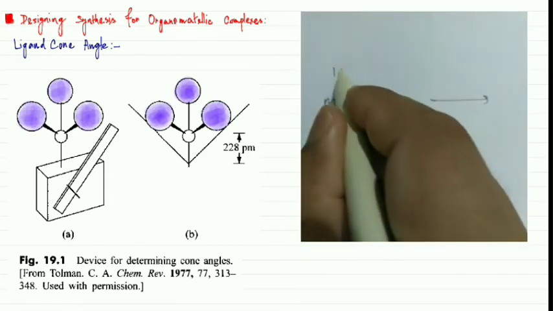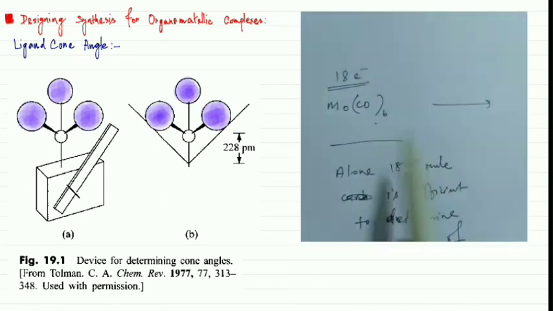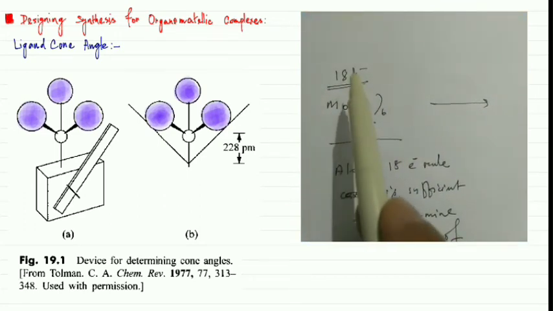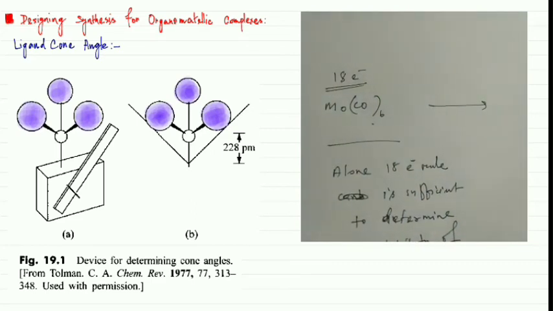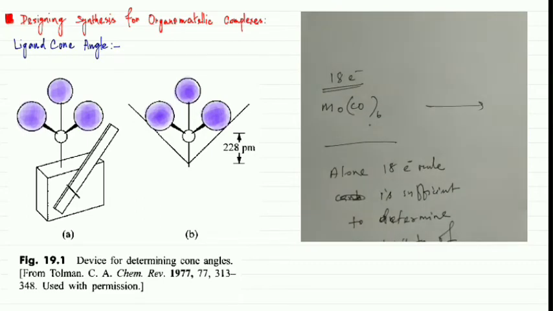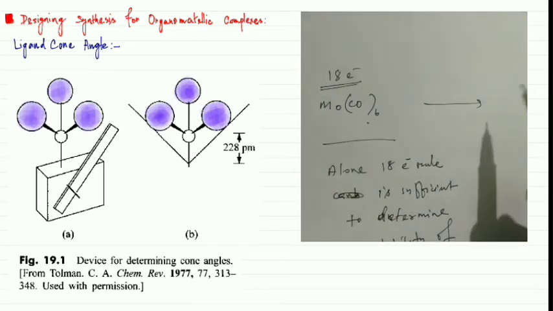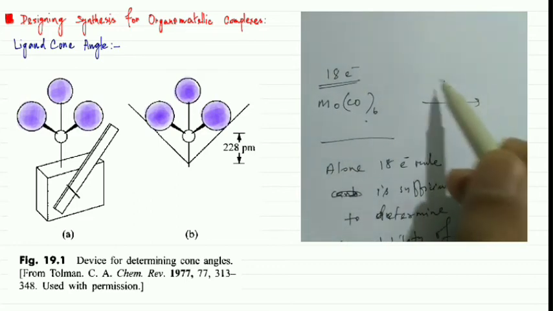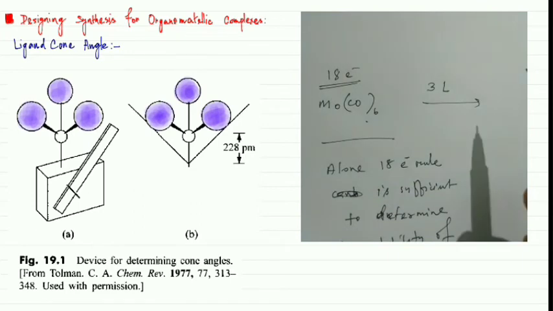Okay, so here if you count the number of electrons for this complex, then you are going to get 18. The number of electrons will be 18, in the outermost orbitals. So let us suppose we want to replace 3 carbonyl ligands by 3 sterically hindered ligands.